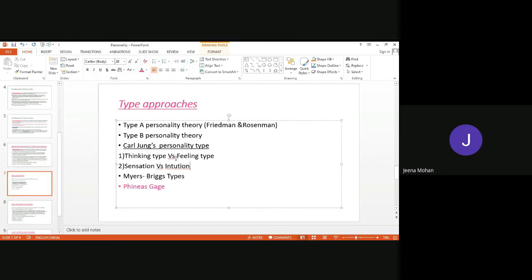Then next is the feeling type. What is feeling type? Feeling types act on what is in their heart. Think with your brain, not with your heart. So that is called the feeling type. They will react, and they will not think much more about it. So that is called the feeling type, because they give too much importance to emotion. That is, they think with the heart, not with the brain. Okay, so that is called the feeling type.